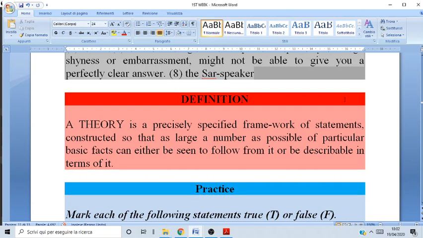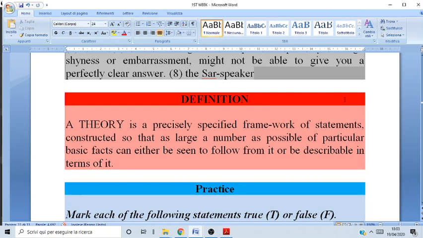So where was this exercise trying to guide us? It was leading towards a definition of the word theory. A theory is a precisely specified framework of statements, constructed so that as large a number as possible of particular basic facts can either be seen to follow from it or be describable in terms of it.